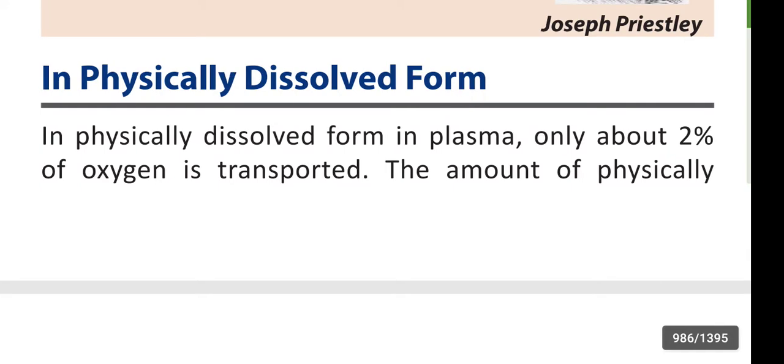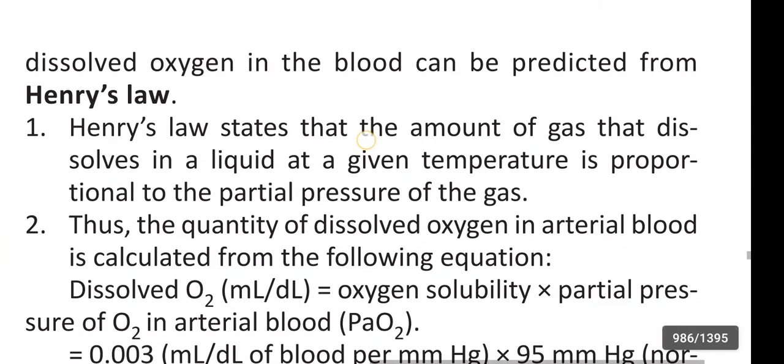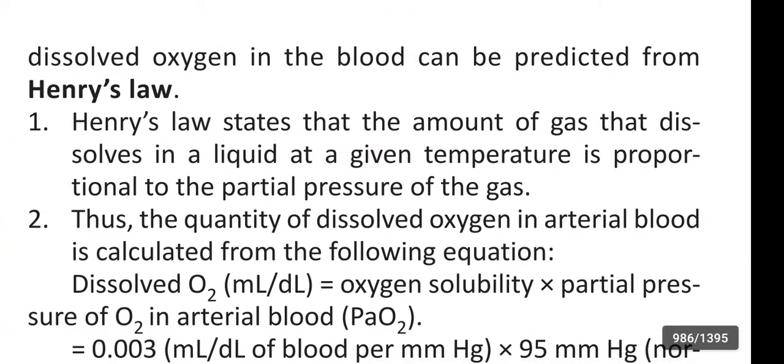In physically dissolved form in plasma, only about 2% of oxygen is transported. The amount of physically dissolved oxygen in the blood can be predicted from Henry's law. Henry's law states that the amount of gas that dissolves in a liquid at a given temperature is proportional to the partial pressure of the gas.